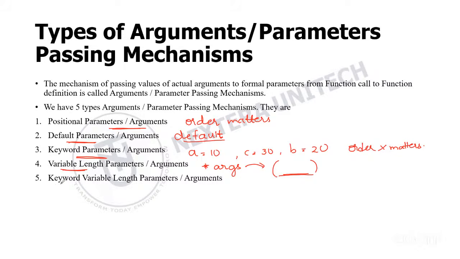And then we have keyword variable length parameters. These are in the form of 2 asterisks kwargs. These keyword variable length parameters are used when you want to mention key and value pairs. This will take the key value pairs like a equal to 10. So this will be the key and this will be the value, and both will be taken, and they can be printed using for loops as you wish.